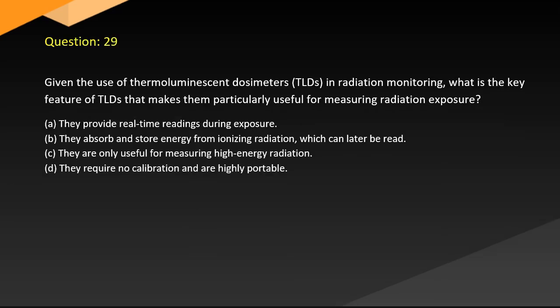Question 29. Given the use of thermoluminescent dosimeters (TLDs) in radiation monitoring, what is the key feature of TLDs that makes them particularly useful for measuring radiation exposure? A. They provide real-time readings during exposure. B. They absorb and store energy from ionizing radiation, which can later be read. C. They are only useful for measuring high-energy radiation. D. They require no calibration and are highly portable.